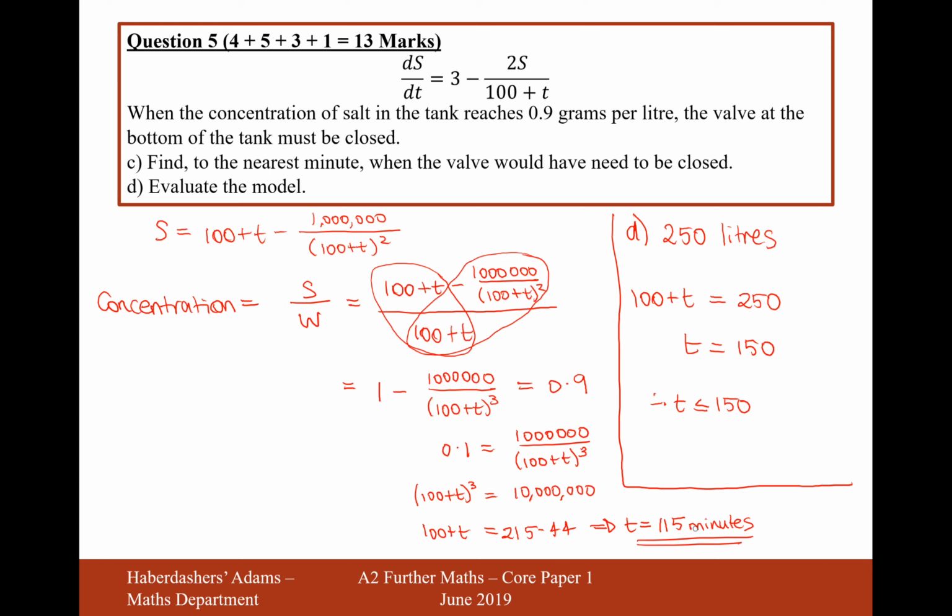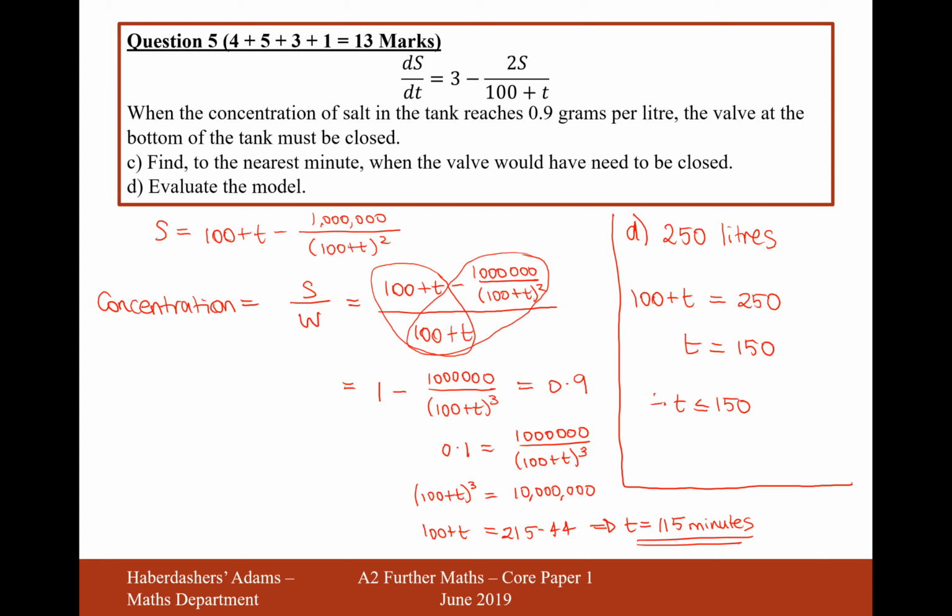So this is fine. The concentration will be reached before the tank starts to overflow, so you might be able to write that as a final sentence for part D. So the concentration will reach 0.9 grams per litre before the tank reaches its capacity of 250 litres, or by the time t is less than or equal to 150.